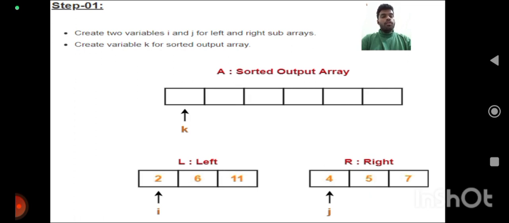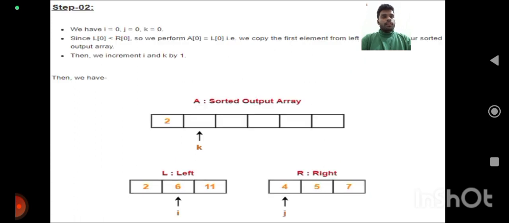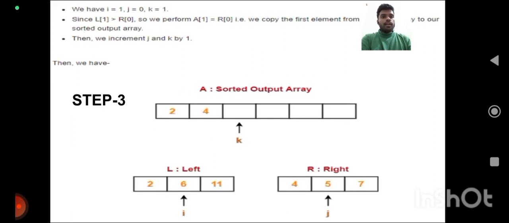We are not going to increment the j. Okay, see what I told, it's written here. We are going to increment k and we are going to increment i, and we are going to compare 6 and 4. Since 4 is less than 6, we are going to copy that 4 to the new array A, and we are going to increment the j, and we are going to increment the k. And we are going to compare the 6 and 5, that is 5 is less than 6, we are going to copy the 5 to the new array.